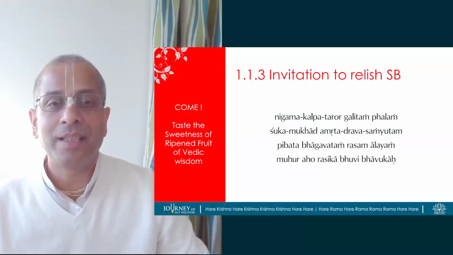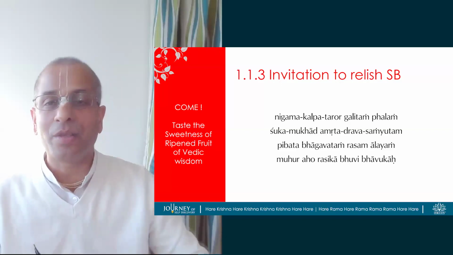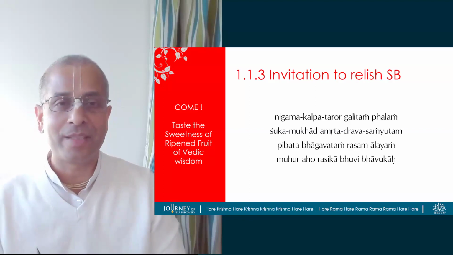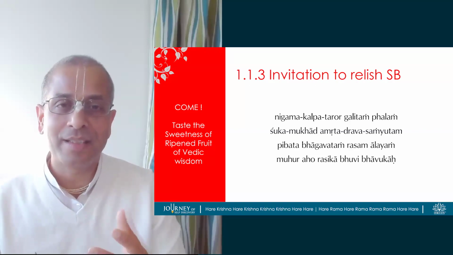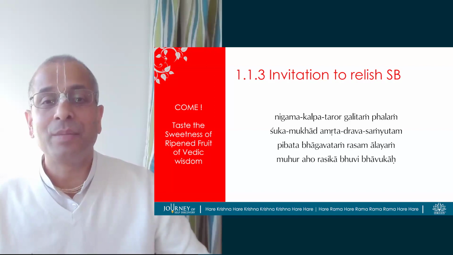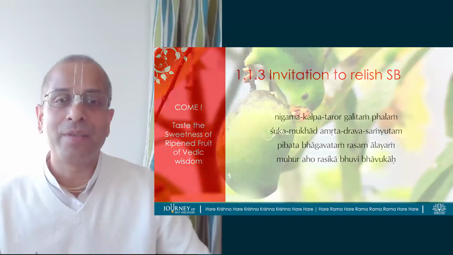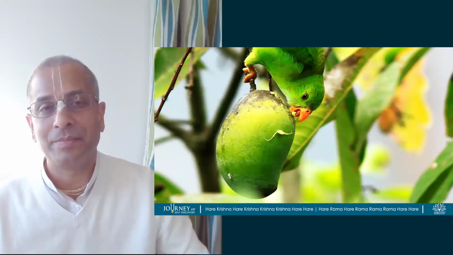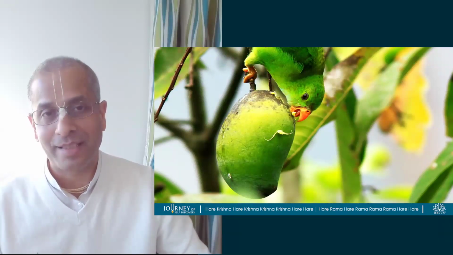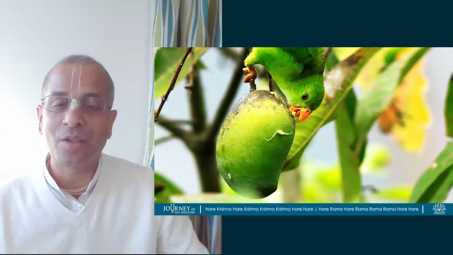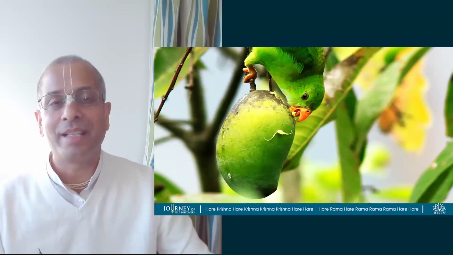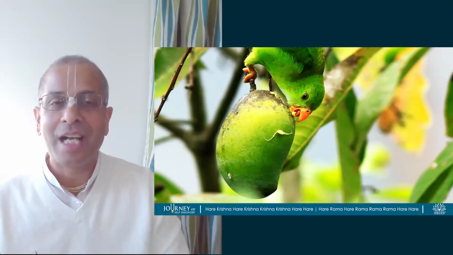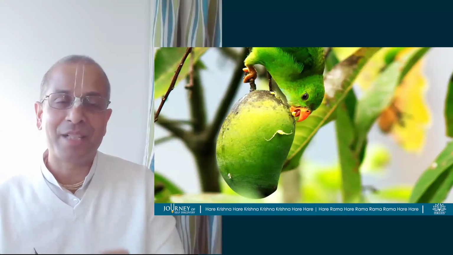So that is why this verse is inviting all of us, saying, come, taste the sweetness of this ripened fruit of Vedic wisdom. There is so much rasa there. In the purified state, when we become purified, at that time we will get more and more rasa. But even in our contaminated state, we will keep getting a little bit of the rasa, depending on how unenvious we become. That much rasa we can get.